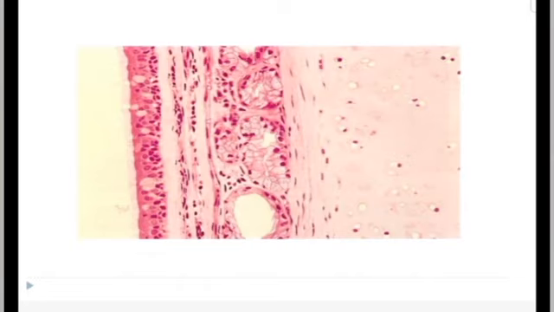This is the adventitia, and adventitia forms the outermost covering of the trachea. It is composed mainly of loosely arranged collagenous fibers. It lodges the small blood vessels and autonomic nerves which supply the trachea. So these are the vessels and the nerves.